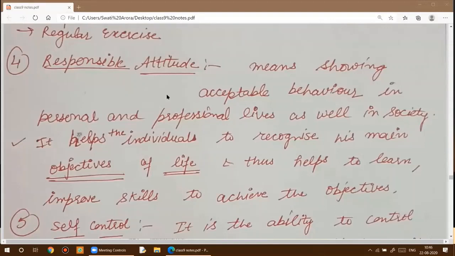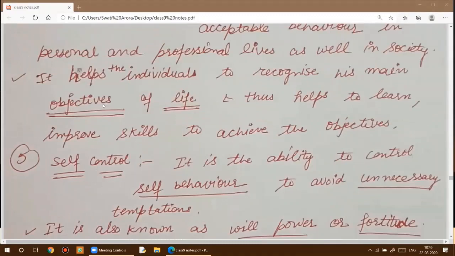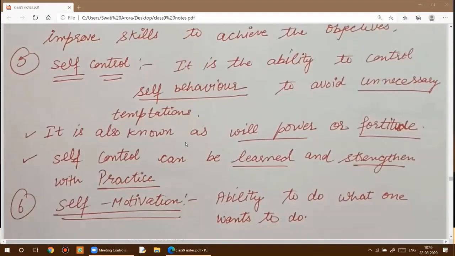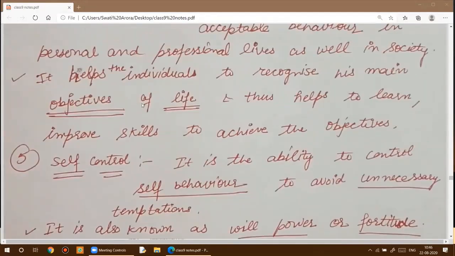So if you are able to attain that particular behavior in your personal and professional life, then that means you are reflecting a responsible attitude. Okay. Responsible attitude means showing acceptable behavior, meaning whatever they were expecting from you, you are fulfilling that. So that is your responsible attitude. Okay. So it helps an individual to recognize his or her objectives of life and thus helps people to learn. And even yourself, you will feel that you are improving your skills and you are achieving your objectives of life. Okay. Because if you are fulfilling the responsibility that was expected from you, then the people around you will help you. They will support you in achieving your objectives.